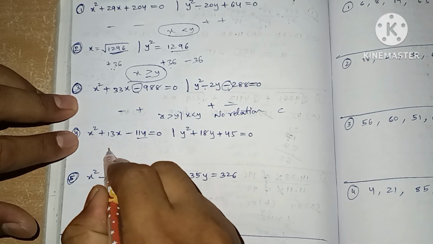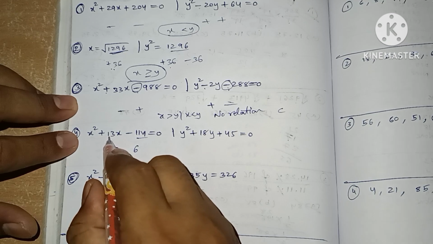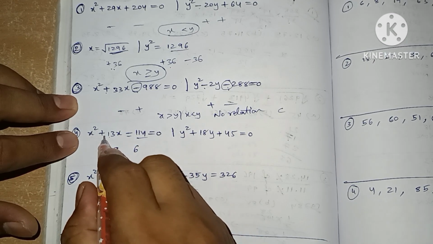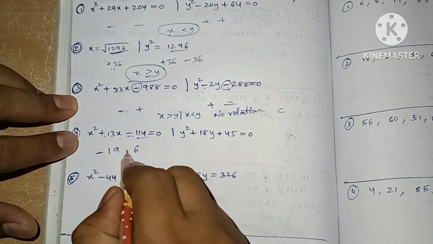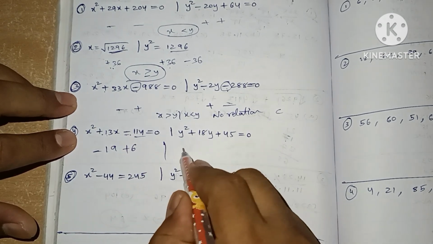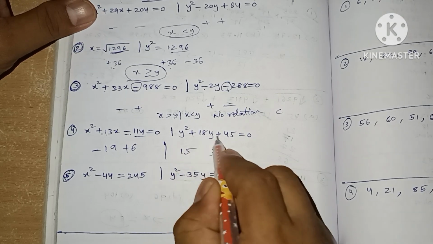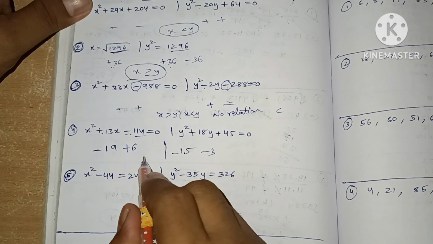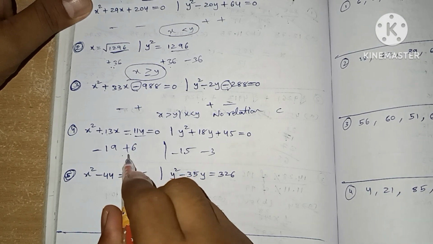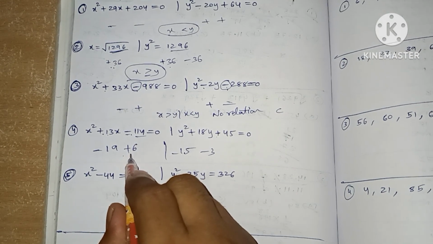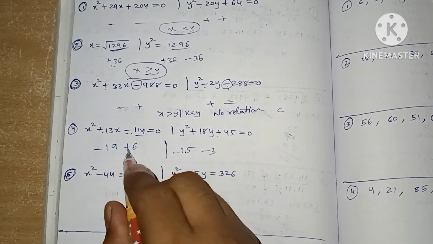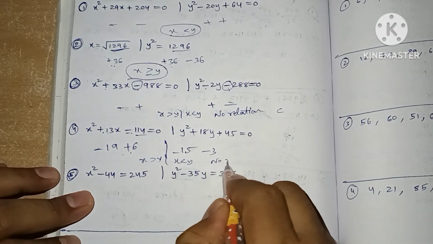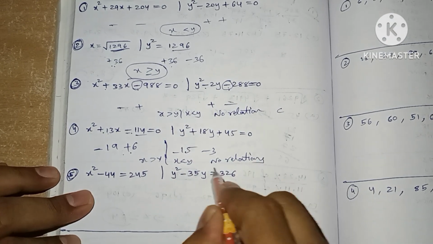Next, let's see this one. 114 is 19, 6 times is 114. We got 13 by subtracting these two. So plus and minus means the roots are minus and plus. Here 45 means 15, 3 times. Plus and plus means minus and minus. Now by comparing these two, it is clear that these numbers come in between these two. So x is greater than y and x lesser than y comes here. So there is no relation between these two equations.